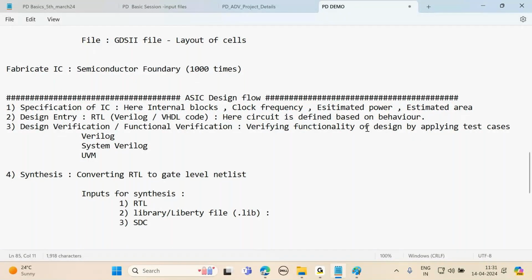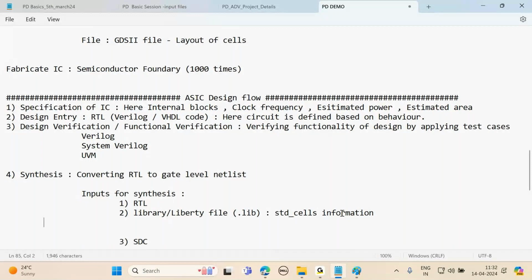You know what RTL consists of? It has a behavioral description of the design. The Liberty file is nothing but gate information, or I can say standard cell information. It has standard cells information. Standard cells means there are a few cells called standard cells.